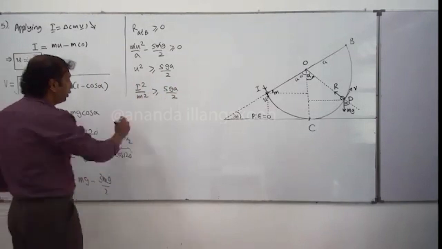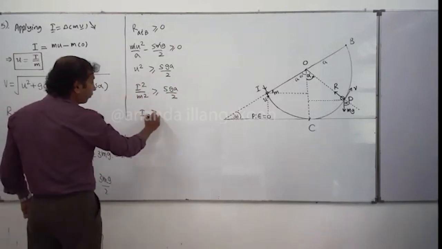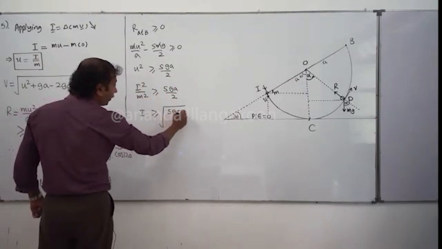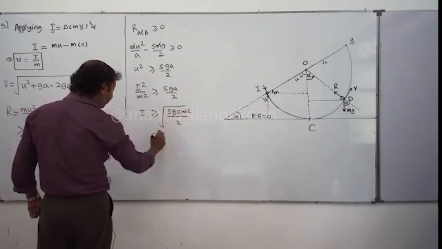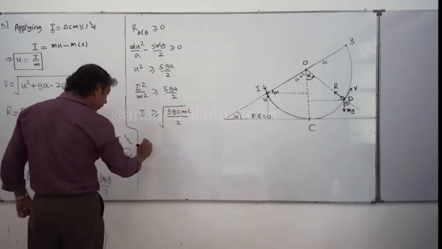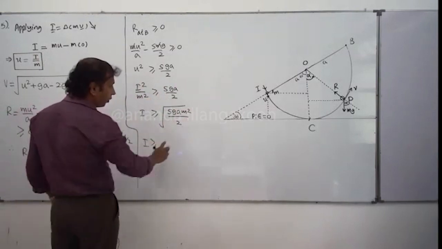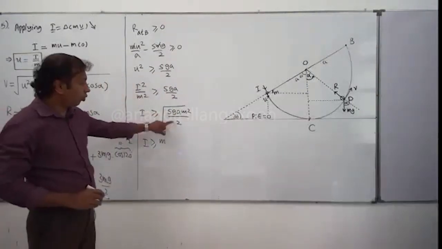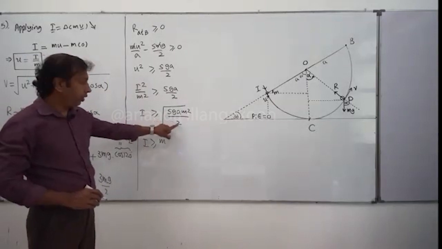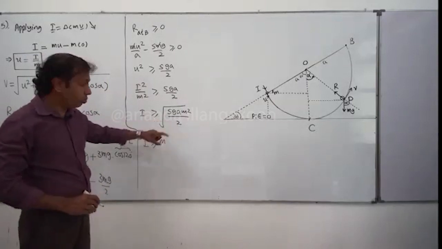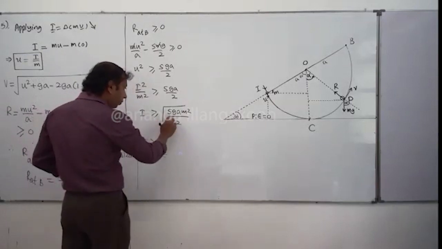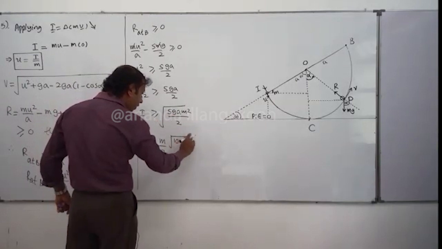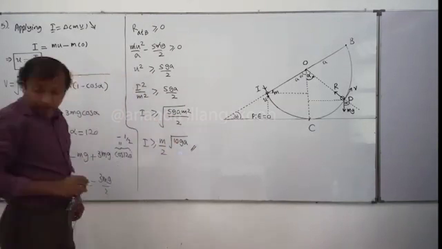Then you can write I greater than or equal to m square root of 5ga by 2. We multiply the numerator and denominator by 2, then this 2 will be 4. Its root is 2. So m by 2 times root of 10ga.